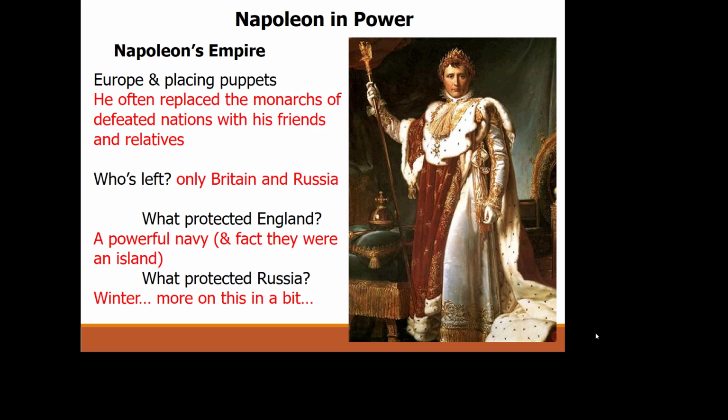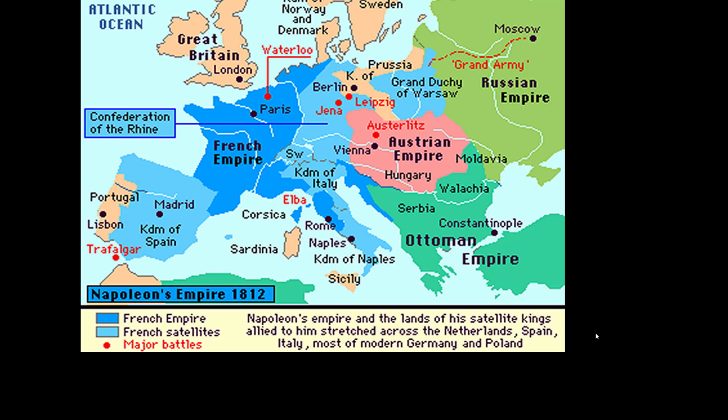England, because they're an island and they had this really powerful navy, so they're able to keep him from being able to invade that way. And Russia is going to use their winters, and we'll talk a little bit later about why you don't invade Russia in the winter. So here's an example of all the blue area is areas that Napoleon is going to take over and put his buddies in charge of.